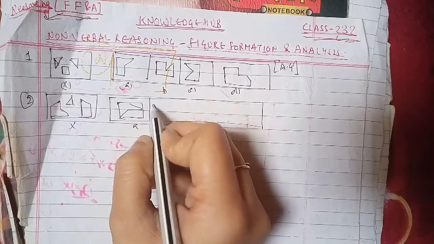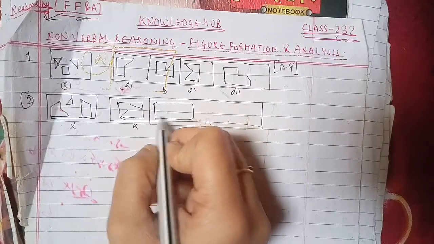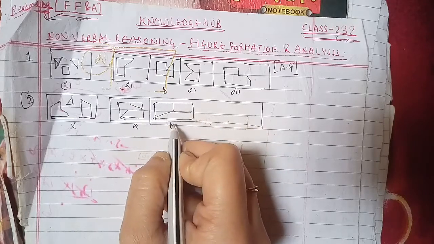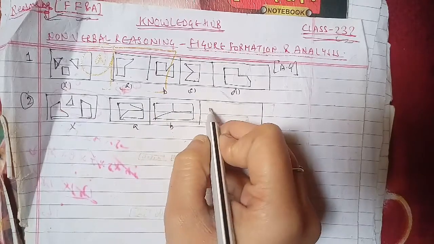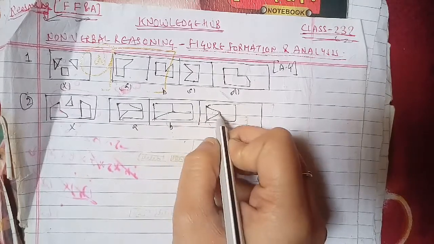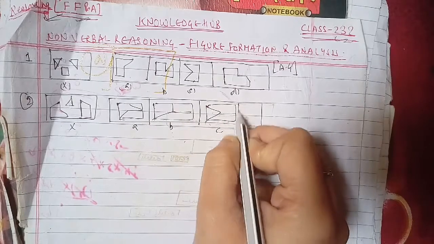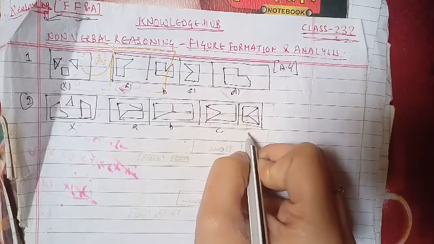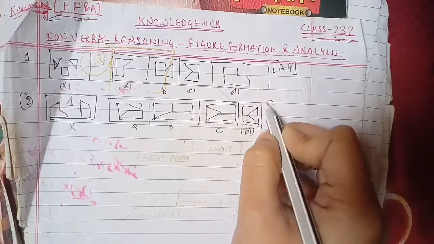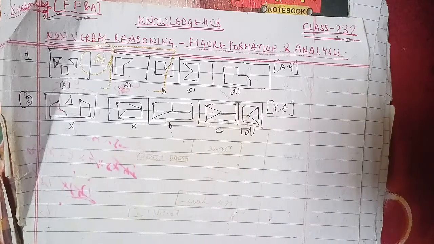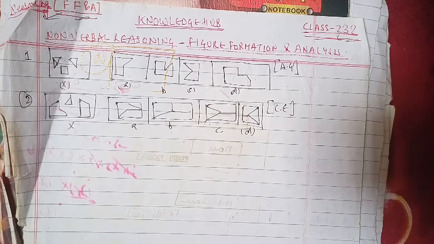A, this is figure B, figure C, figure D. This has been asked in the central excise question paper, and it is important as well. So we'll go ahead for the solution.